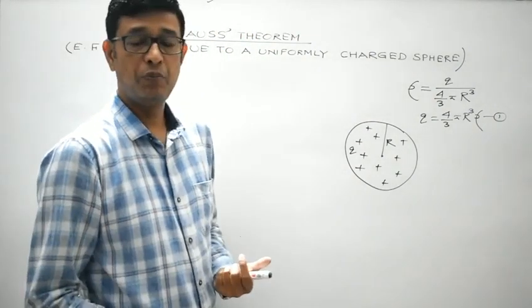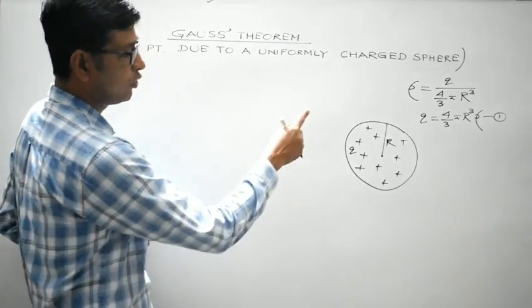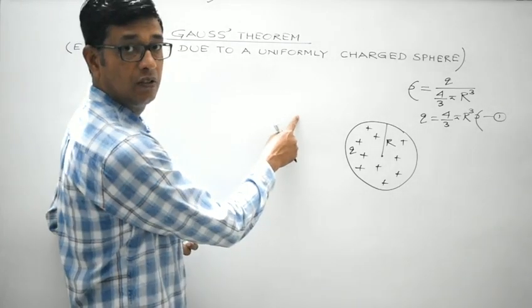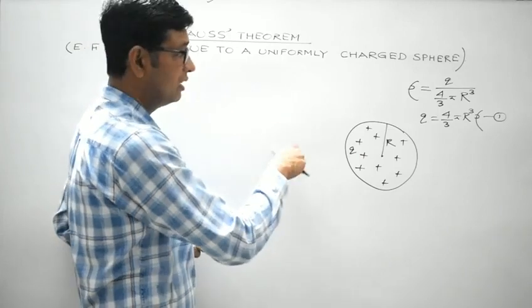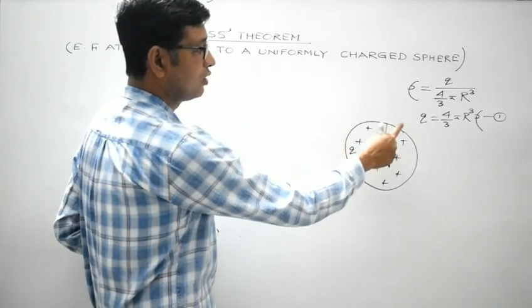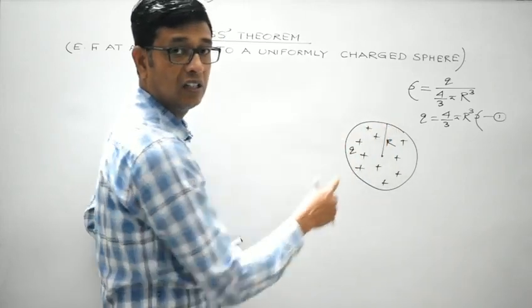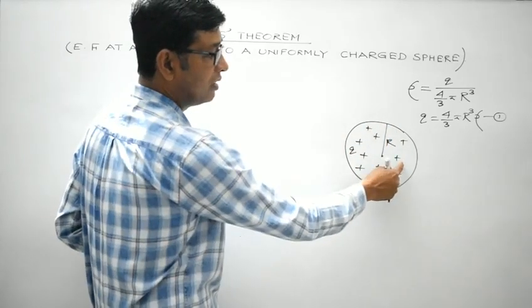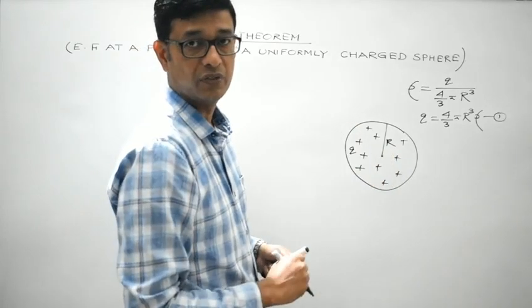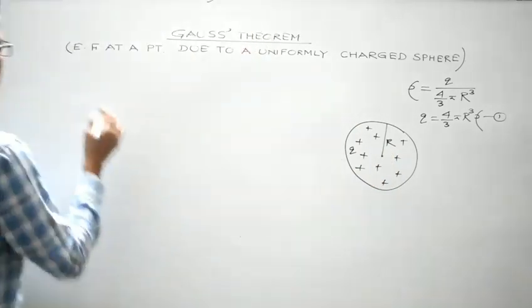Our objective is to determine the expression for the electric field at a point when it lies outside the uniformly charged sphere. Then in subcase 2 we will consider the observation point to be lying on its surface, and in the third subcase we will consider the observation point to be lying inside the uniformly charged sphere. So let's start with case 1.